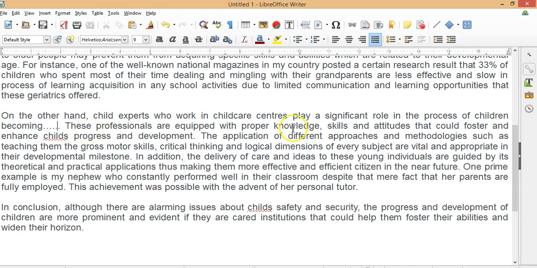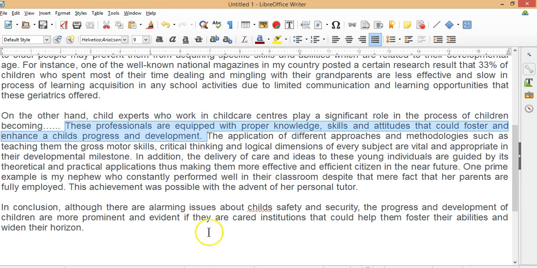These professionals are equipped with proper knowledge, skills, and attitudes that could foster and enhance child's progress and development. Now, that is good. Application of different approaches and methodologies to grow most vital and appropriate for their development milestone. Now, yeah, good. Care and ideas to each individuals are guided by its theoretical.